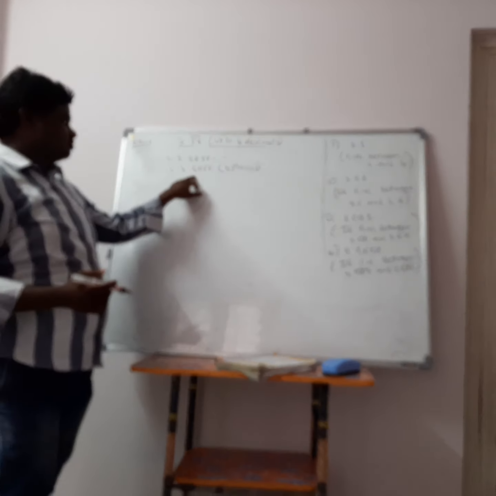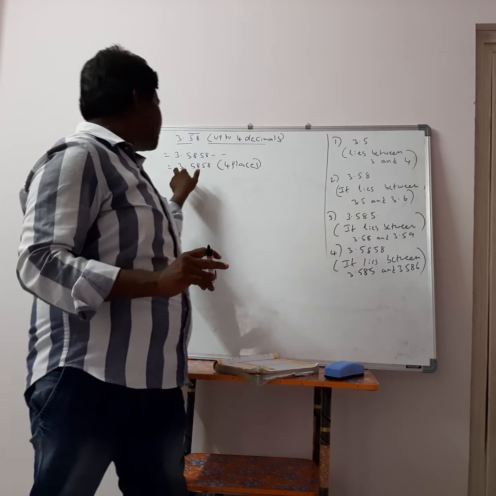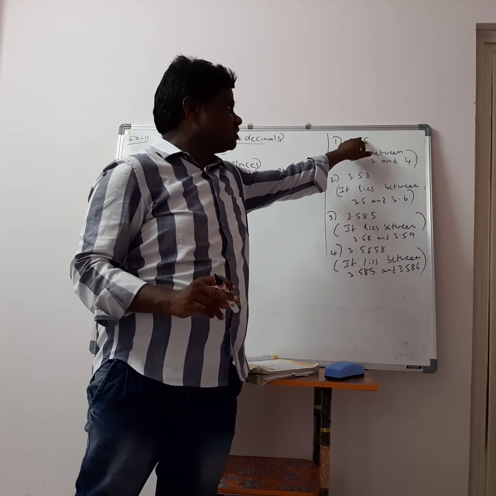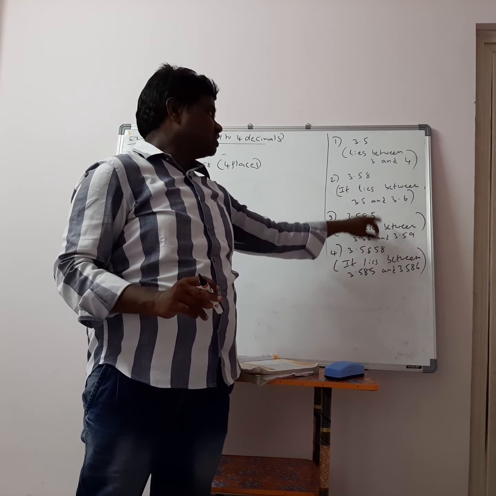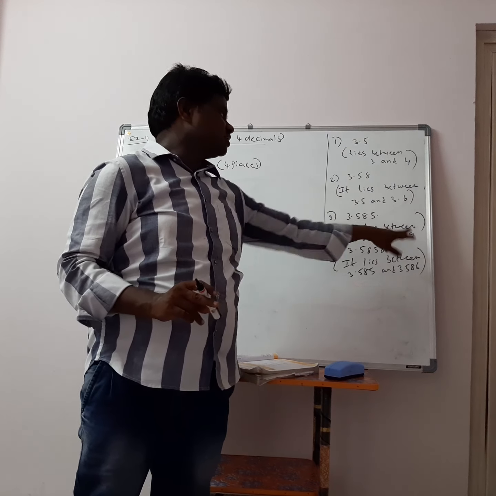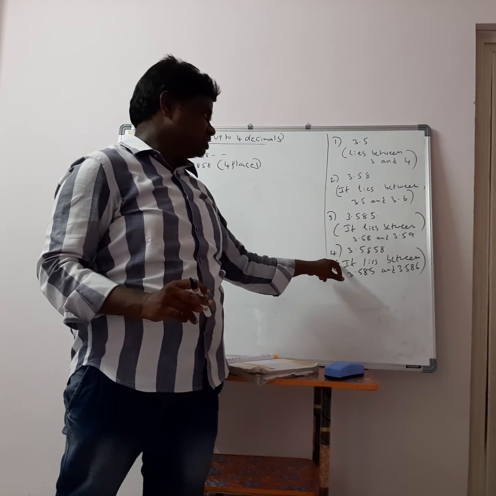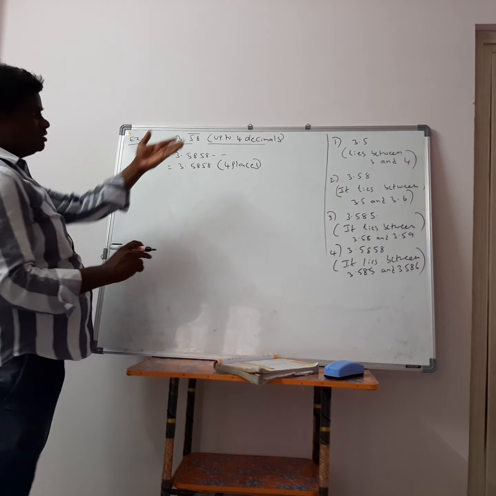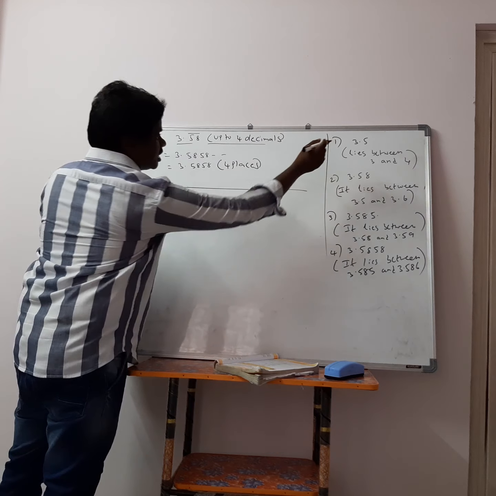So this is simple. By observing only, you have to say 3.5 lies between 3 and 4. Next 3.58: 3.58 lies between 3.5 and 3.6. Third number 3.585 lies between 3.58 and 3.59. Fourth step 3.5858 lies between 3.585 and 3.586. So directly we will write the algorithm.